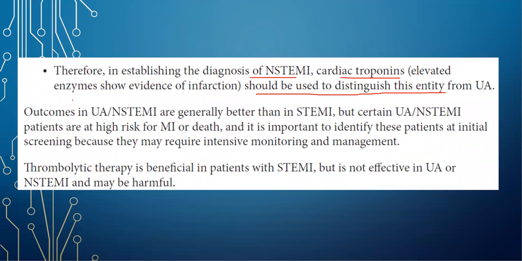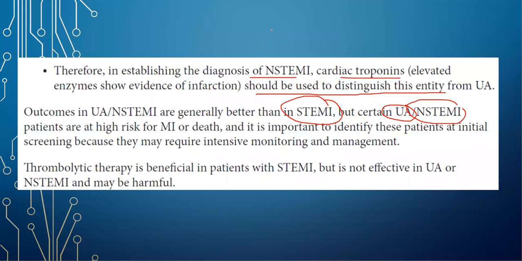Now, about the prognosis, the worst prognosis is ST elevated MI, followed by non-ST elevated MI, and then unstable angina. That means stable angina has the better prognosis, then a little bit worse is unstable angina, then more worse is non-ST elevated, and the worst to get is ST elevated MI.